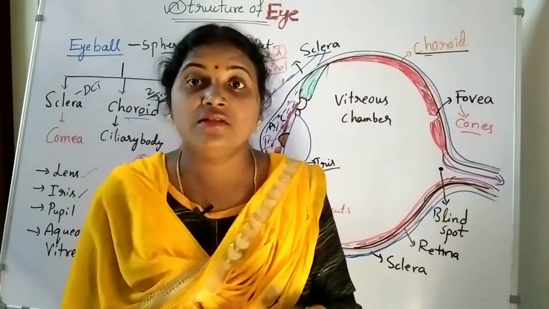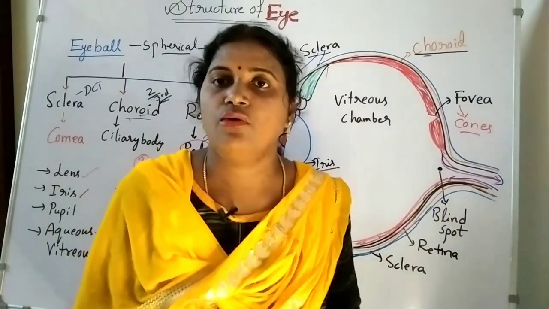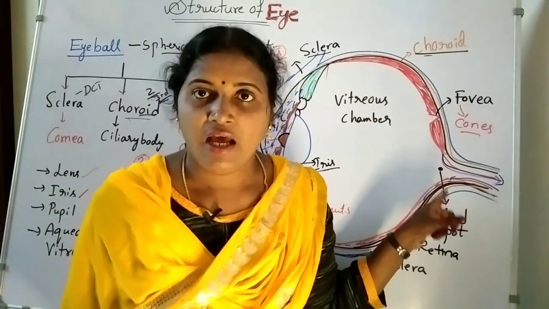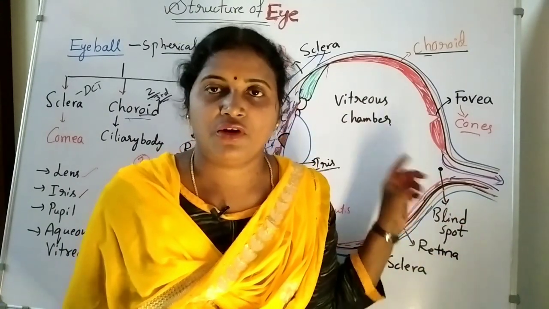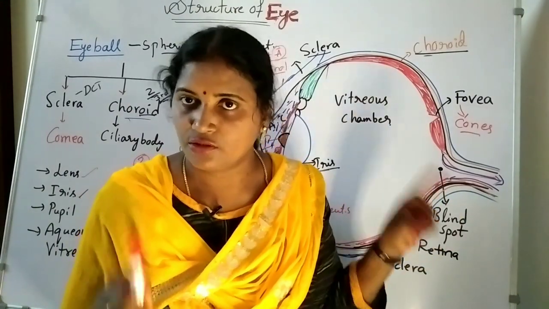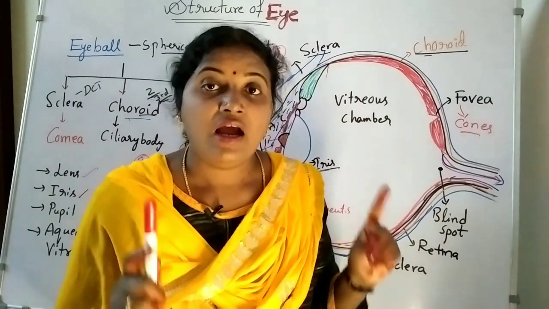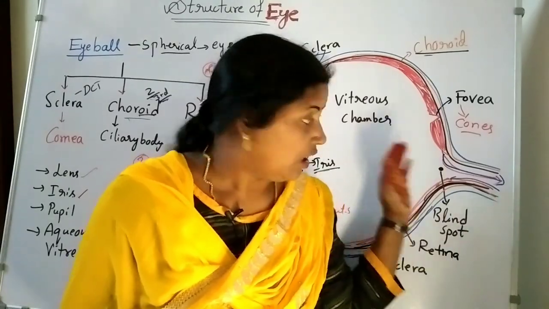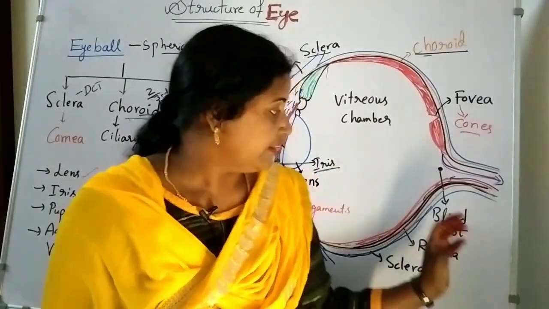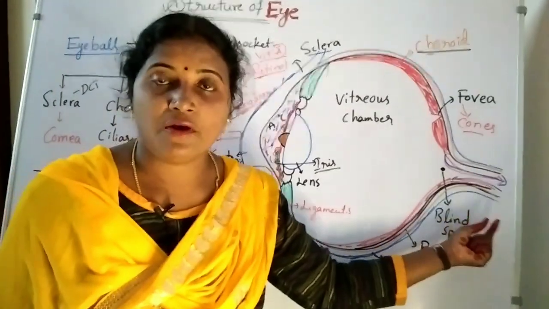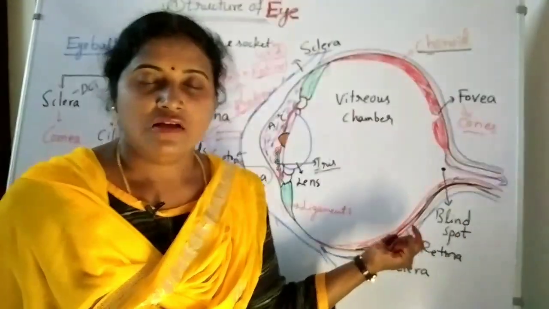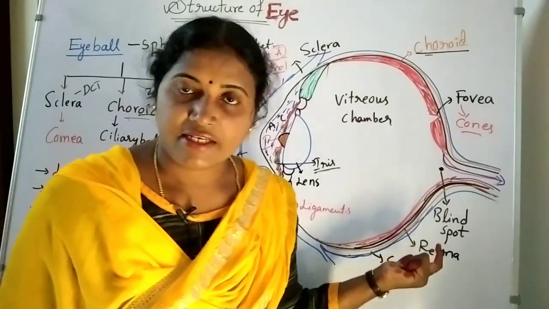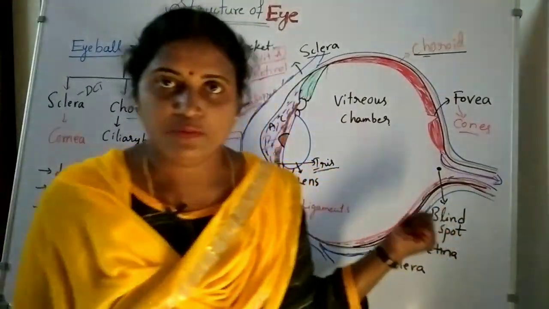And the blind spot. Blind spot means there are no photosensitive pigments present in this spot, that's why it is the blind spot. One more important point: the blind spot not only does not contain pigments and has no vision, it is also where the optic nerve leaves the eyeball, and at the same time blood vessels enter into the retina through the blind spot.